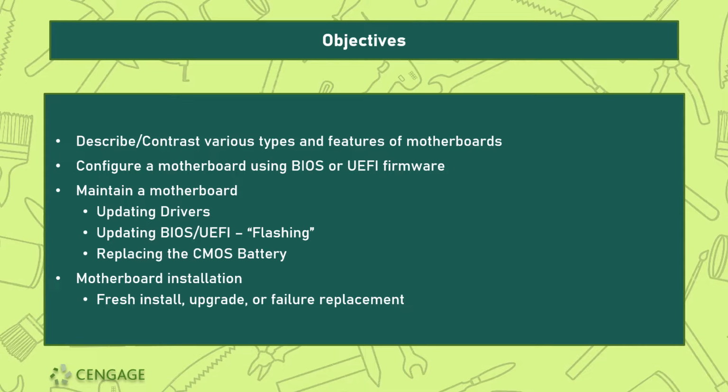So let's look at our objectives for today's chapter. We're going to describe and contrast some various types and features of motherboards that are out there. There's a number of different variations. We're going to look at how to configure a motherboard using BIOS or UEFI firmware, how to maintain a motherboard once it's installed using device drivers, flashing the firmware in BIOS and UEFI, and replacing the CMOS battery in order to retain those settings.